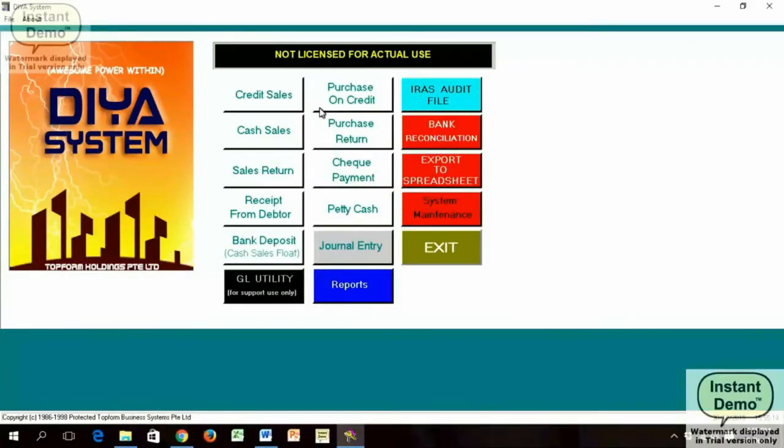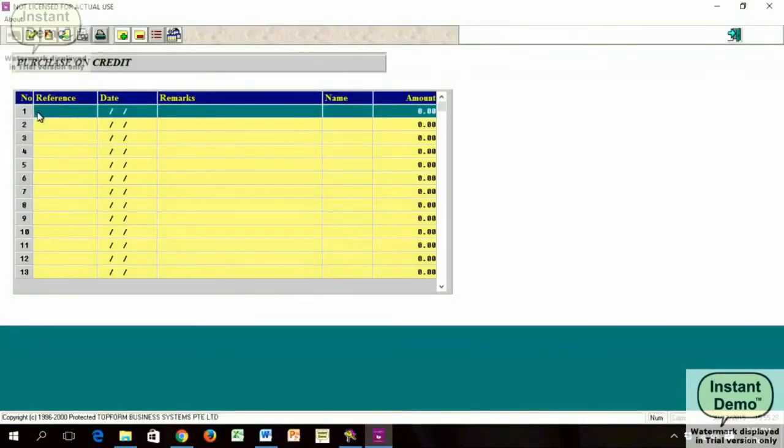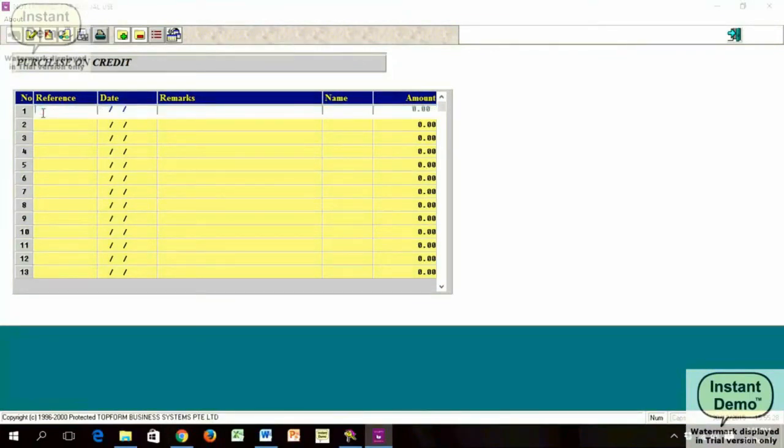Now DIA is comprehensive, and it allows you to record your purchases, sales, sales return, and any other business transactions. With one easy entry, you can look forward to full sets of accounts. Here is an illustration. In the reference column, we shall record the supplier's invoice number, followed by the date. You can give remarks as well.